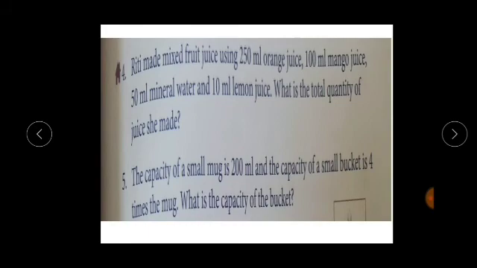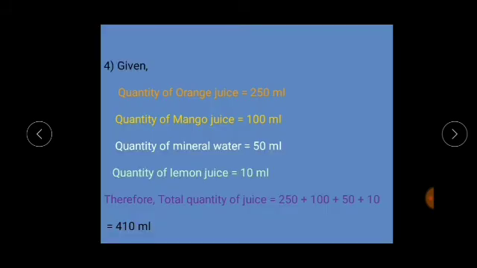We have read the fourth question. Ready-made mixed fruit juice, and the given quantity of orange juice is 250 milliliter. Quantity of mango juice is 100 milliliter. Quantity of mineral water 50 milliliter and quantity of lemon juice is 10 milliliter. Then we have to find the total quantity of juice. All these things are added in the juice. So what is the total quantity? It's very easy. We have to add all these quantities. So we will get 410 milliliter.